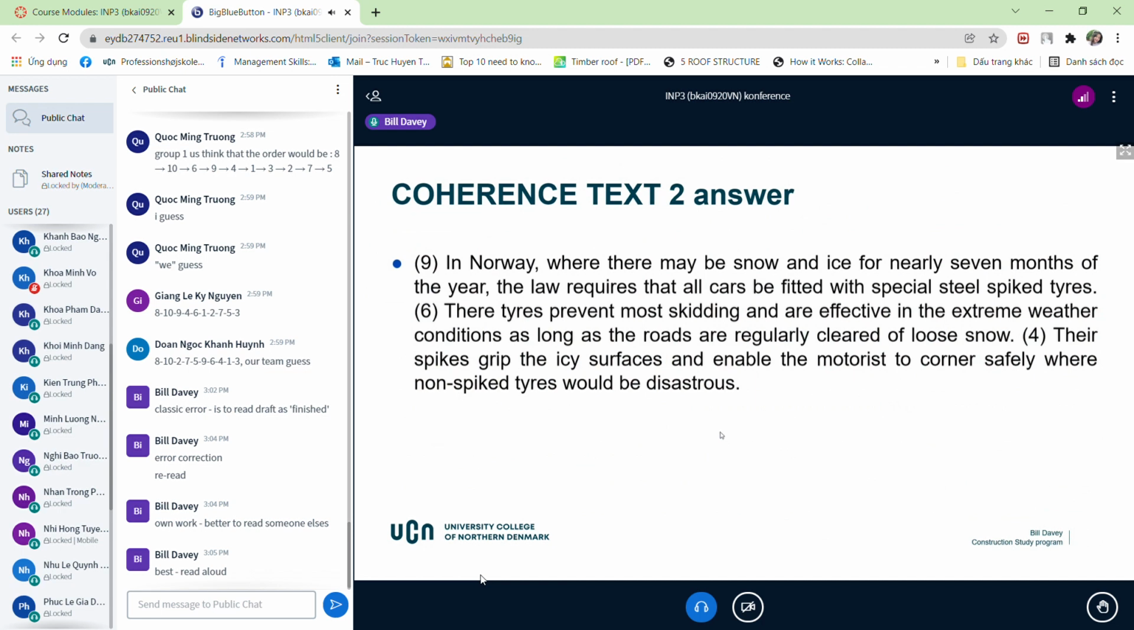There, tires prevent most skidding and are effective in the extreme weather conditions as long as the roads are regularly cleared of loose snow. The tires grip the icy surfaces and enable the motorist to corner safely where non-spiked tires would be disastrous.